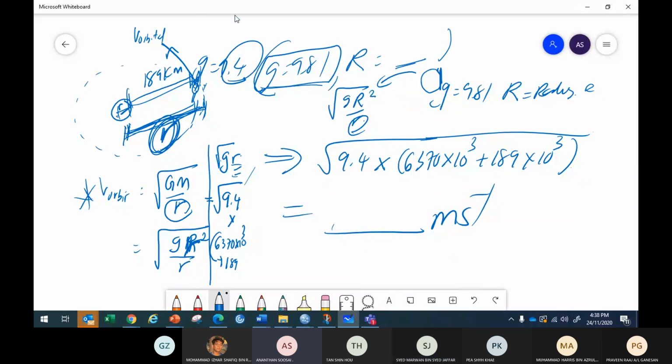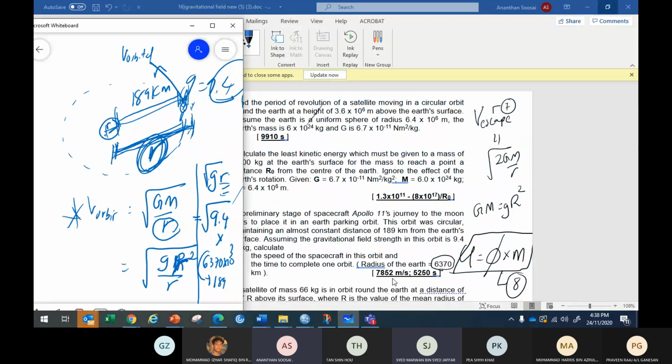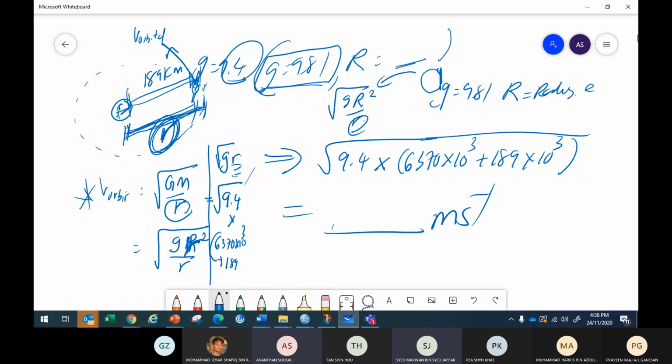So do you get this answer? Okay, so you should get how much? 7852 meter per second. Okay, so this is the working for the question for part A.